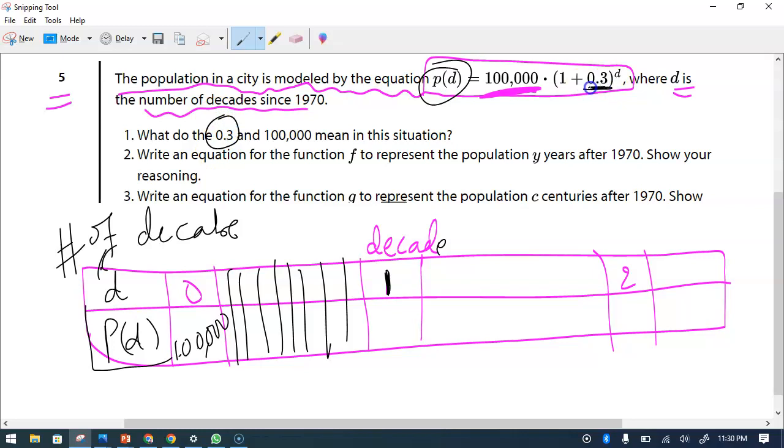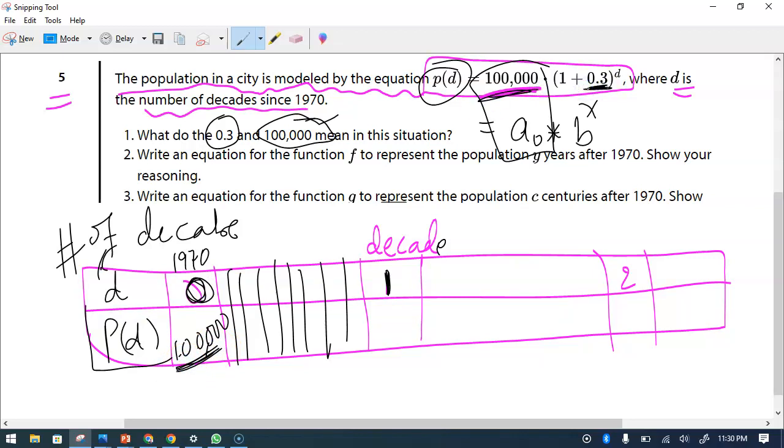So this part, right? Now remember, if you compare this to the exponential function a naught times b raised to x, the beginning is this. A naught stands for, so what is 100,000? This is 1970. So in the year 1970, the population was calculated as 100,000 people. So that's what that means. But what does 0.3 mean?